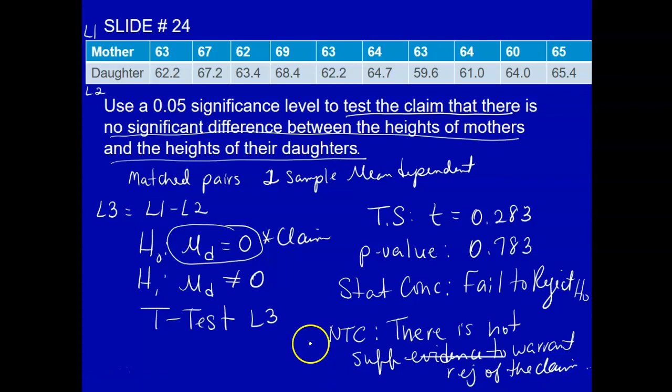So remember, I said that on these statements, I will be giving you the statements to pick. You're not going to be writing them, but you do need to be able to pick the correct one. So as long as your claim is in the null, you're going to have to say something about whether you can reject the claim or not.